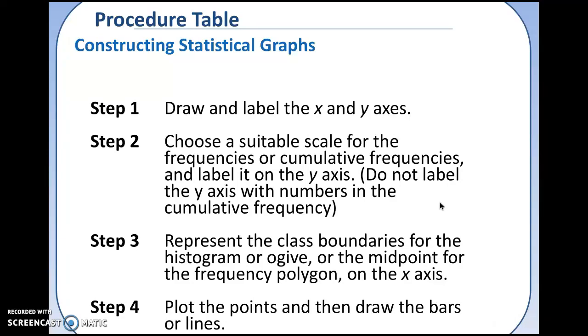Represent the class boundaries for the histogram or ogive, or the midpoint for the frequency polygon on the x-axis. So depending on which graph you're making will determine what you're going to put on the x-axis. Step 4, plot the points and then draw the bars or lines.